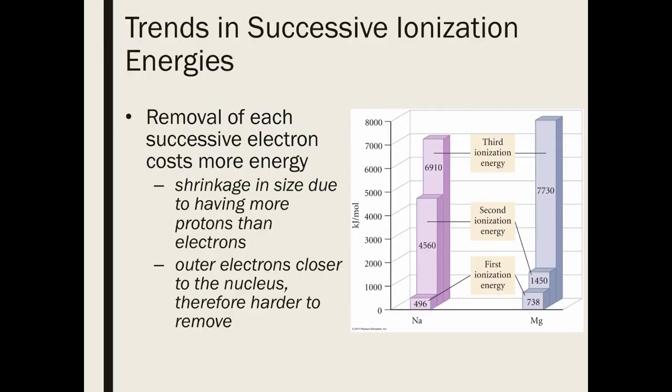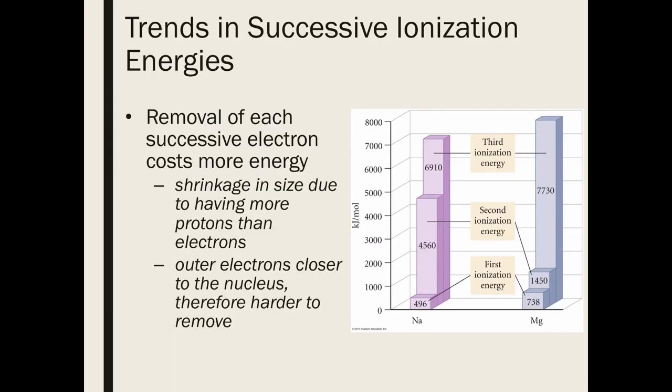So here are our trends in successive ionization energy. This is if you remove one electron, then two electrons, then three electrons. Like I said, it's always easiest to remove the first one. It gets harder to remove the second, harder to remove the third. So there are reasons for this.